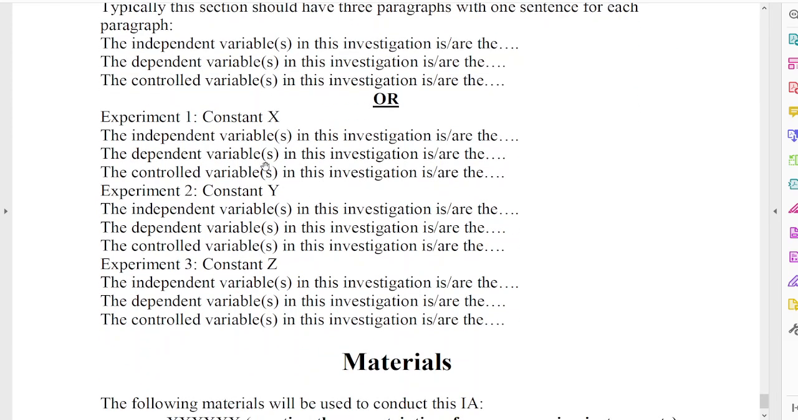Or you could say this. In experiment 1, this was my constant. In experiment 2, this was my constant. In experiment 3, this was my constant. So now you're having different constants. Like you might have constant temperature, you might have constant pressure, you might have constant volume. You see what I'm getting at? PV equals nRT. Okay.